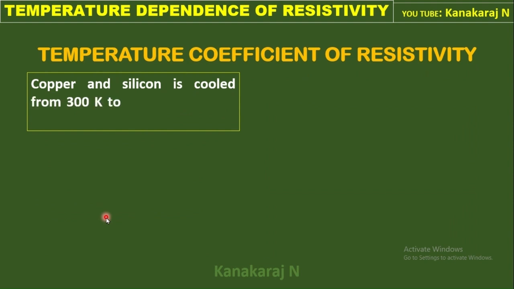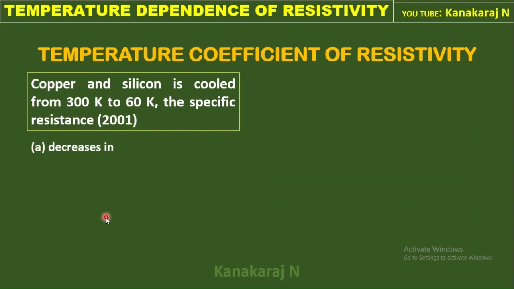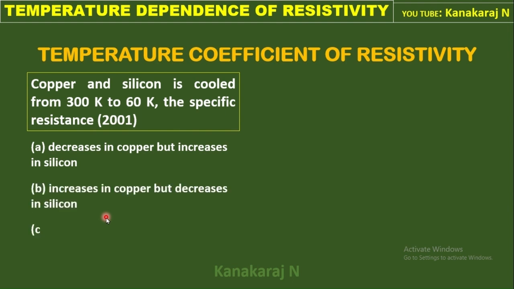Copper and silicon are cooled from 300 Kelvin to 60 Kelvin. The temperature decreases. The specific resistance decreases in copper but increases in silicon. So four options are here. Now we have to find the copper.